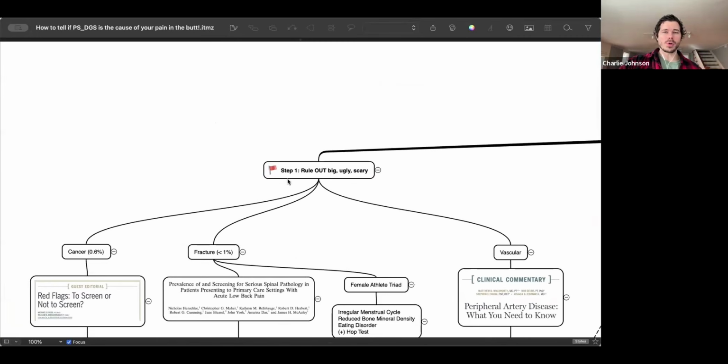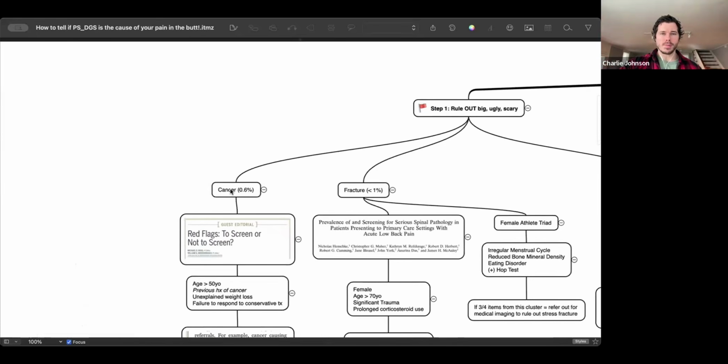So step 1, we are going to rule out big, ugly, and scary causes of back, butt, and sciatica pain. This little red flag here is to indicate the presence of what we call red flags, all right? We are trying to screen for red flags or clusters of symptoms that may indicate that something more serious or sinister is causing your pain. This is important to do, all right? So things like cancer, fracture, again, blood supply issues. Let's go step by step.